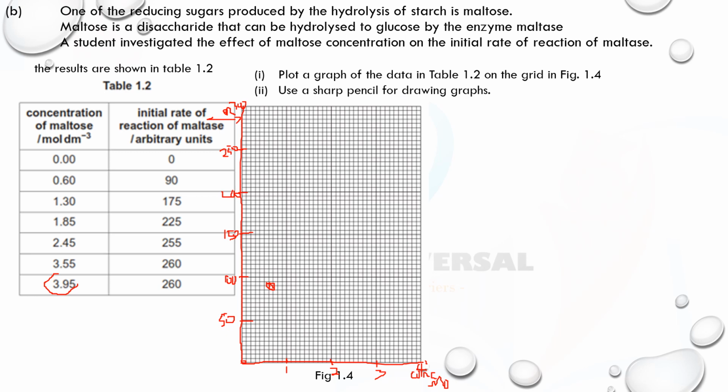I think there's a little mistake there, so let's bring it. It should be somewhere here, so just circle it. The next one is 1.3 and 175. 175 should be in the middle. So 1.3 should be here. What do you think?